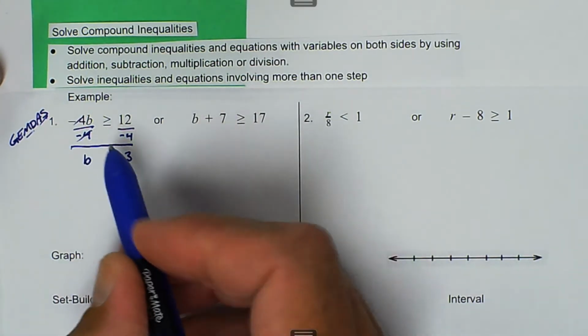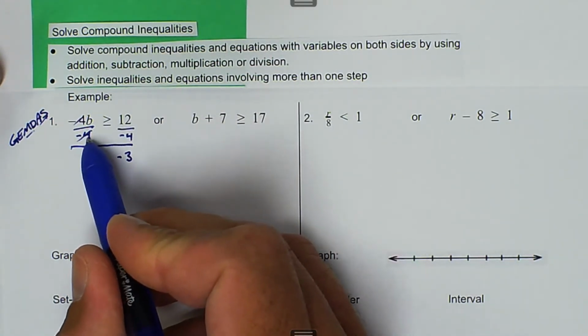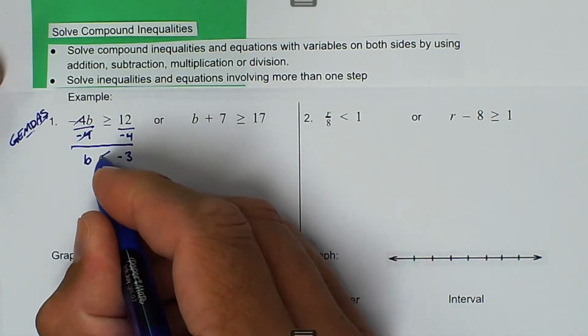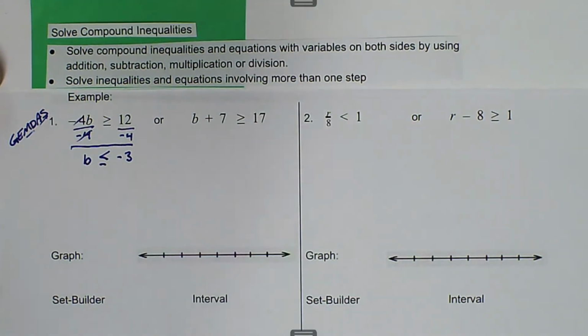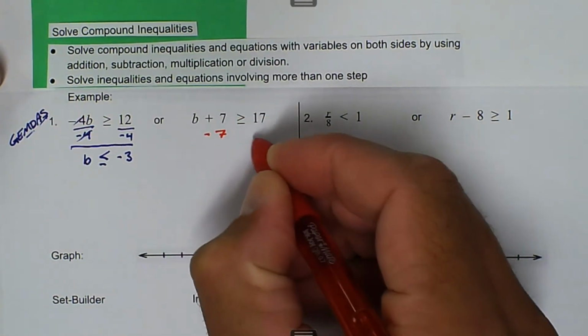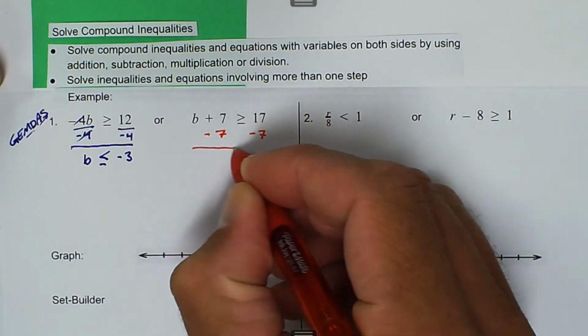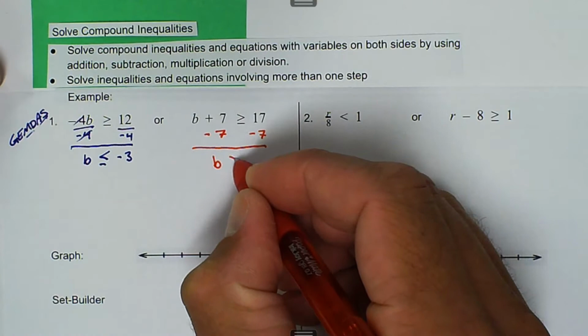And then we have to pay attention to our sign. Because we multiplied or divided by a negative, in this case division by a negative, we have to change the direction of the inequality. So that one's all set. And then we can look at b plus 7 is greater than or equal to 17. So we can subtract 7 from both sides. And then we get b is greater than or equal to 10.